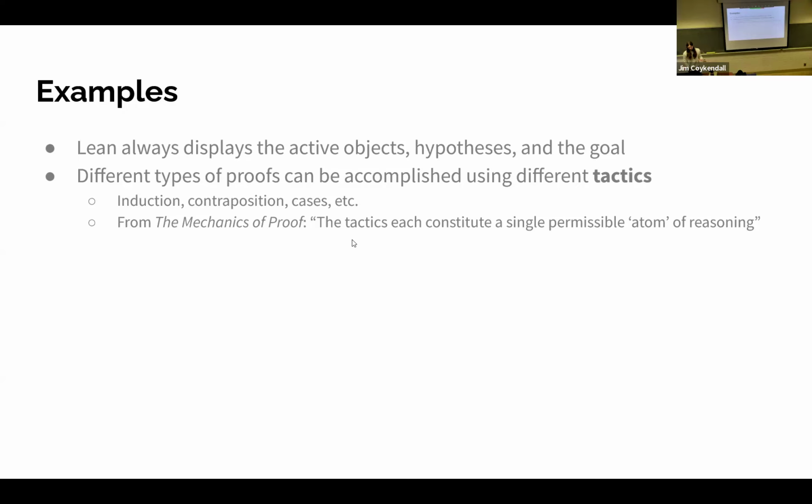Heather Macbeth, in her book The Mechanics of Proof, which is a textbook for a course kind of like 3190 but focuses on formalizing proofs in Lean as well as normally writing them out, said the tactics each constitute a single permissible atom of reasoning. So, a single individual step you can take.